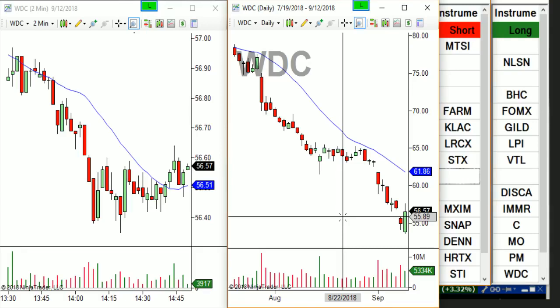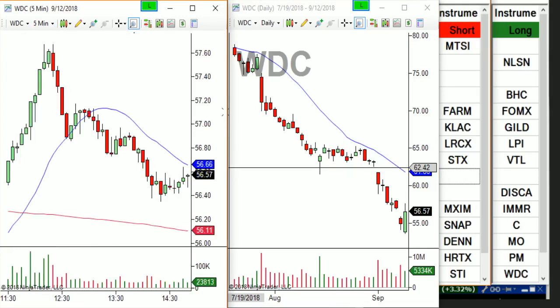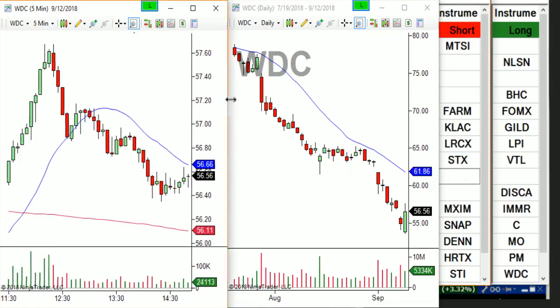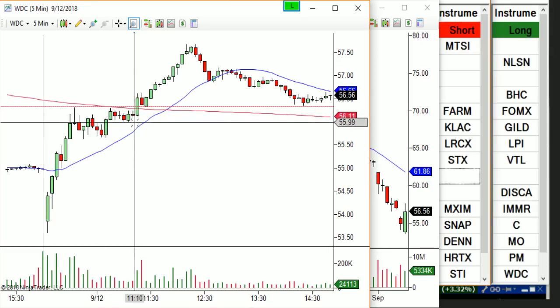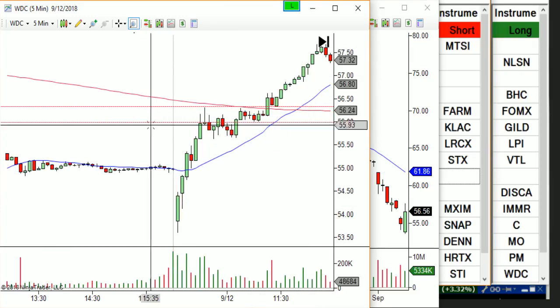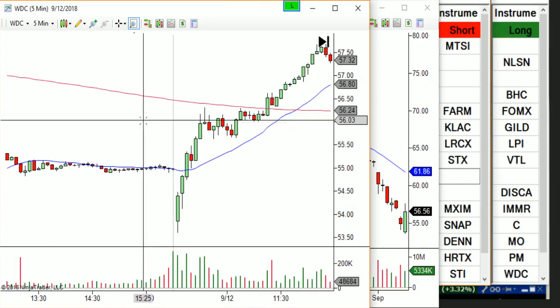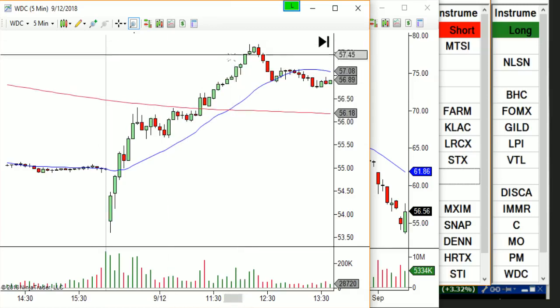The WDC, which I was talking about playing. It was okay, but it certainly worked really nicely. When I was on the mic, I was talking about playing this long over the high of the day, stop right below this 5-minute pivot here. Got a really nice move there. I mean, probably 2.5 Rs or so. At least 2 Rs, even if you took some in this area here.